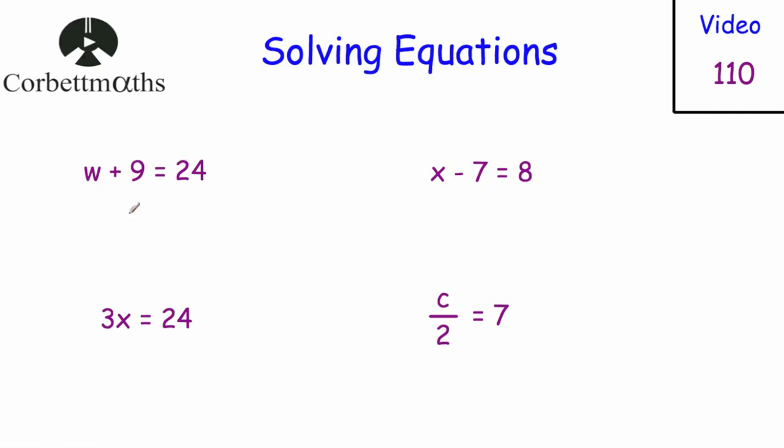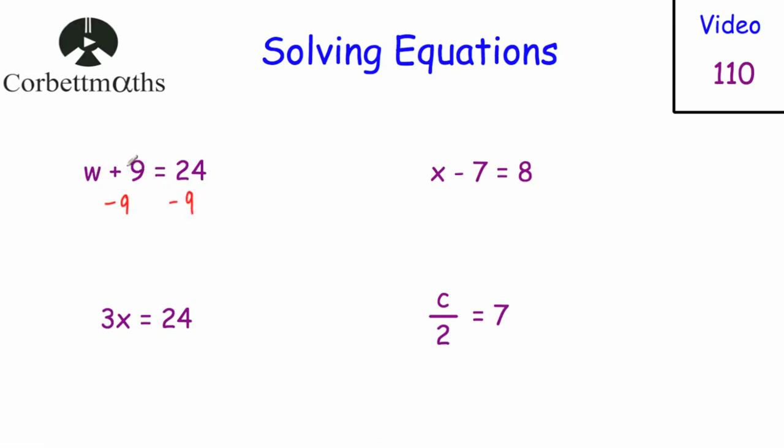Now whenever we're solving an equation, what we want to do is work out what value w is. So we want to get the w on its own. We want w equals and then a number. So we're going to get rid of this plus 9. We're going to do the inverse. The opposite of add 9 is take away 9 from both sides of this equation.